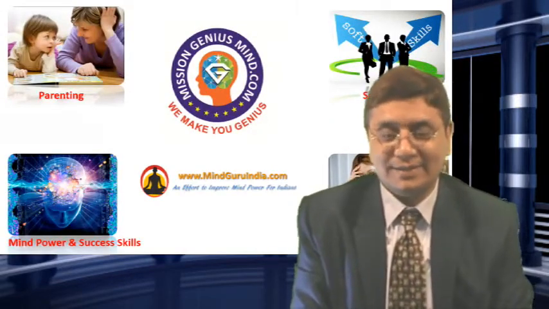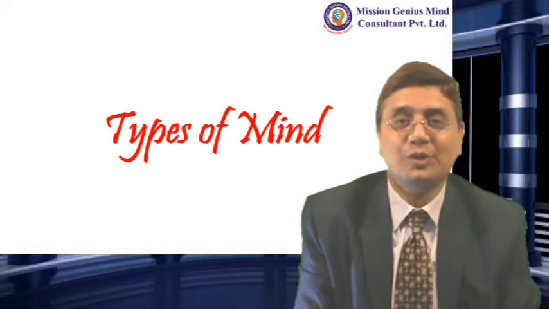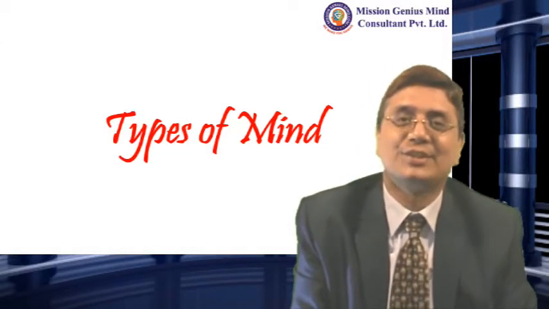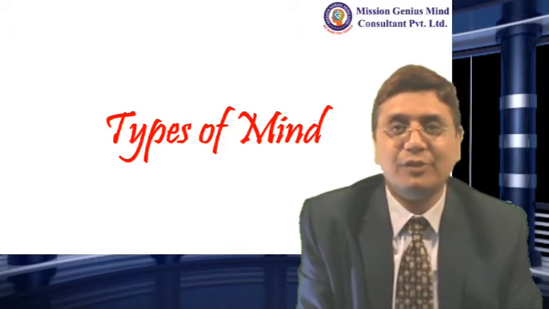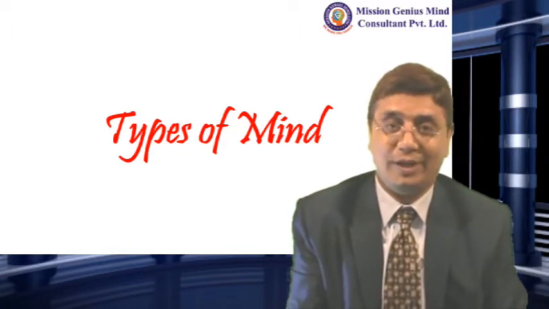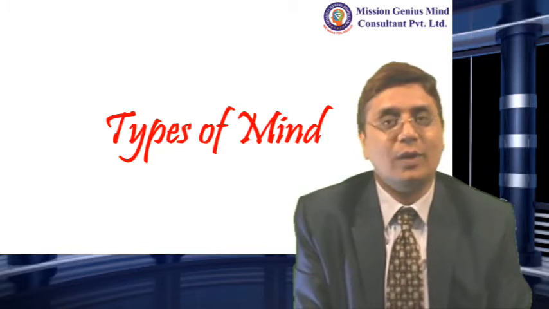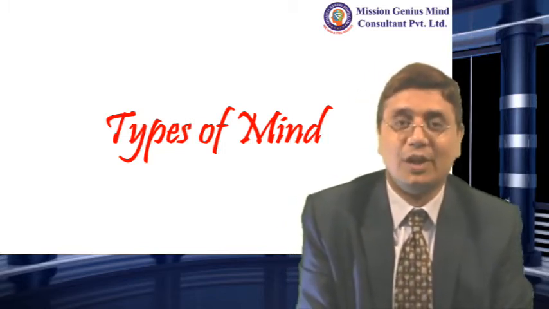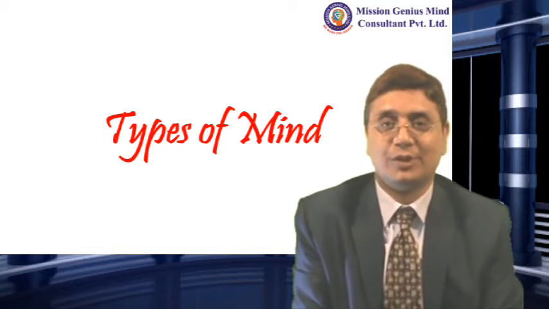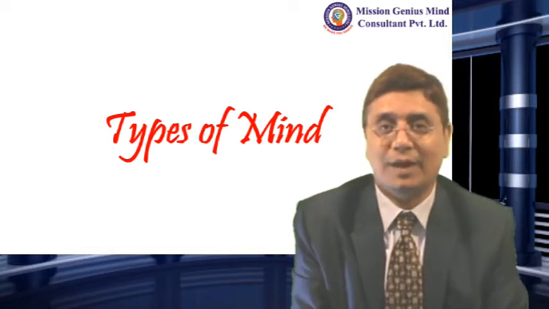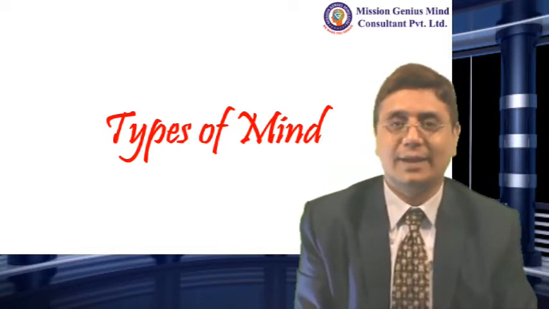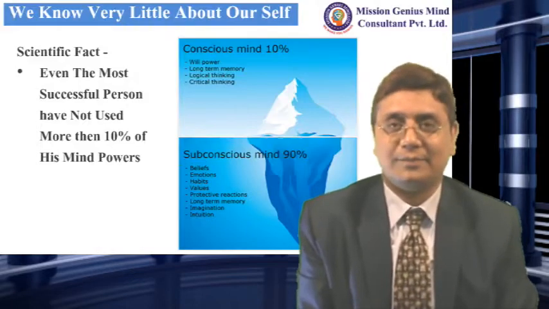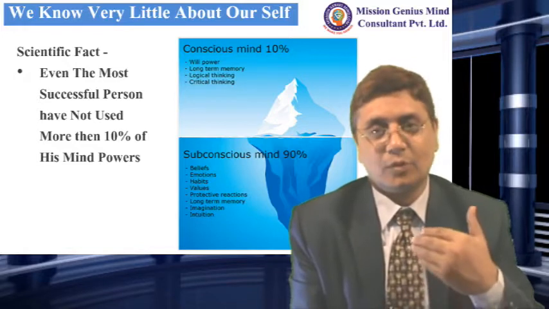As I said, we have two types of minds: conscious and subconscious. In this video lecture, I'll explain in more detail what exactly is conscious and what exactly is subconscious. This understanding is very important to understand any other concept in mind power, so I'll explain in that way. So first of all, let's understand the conscious mind.